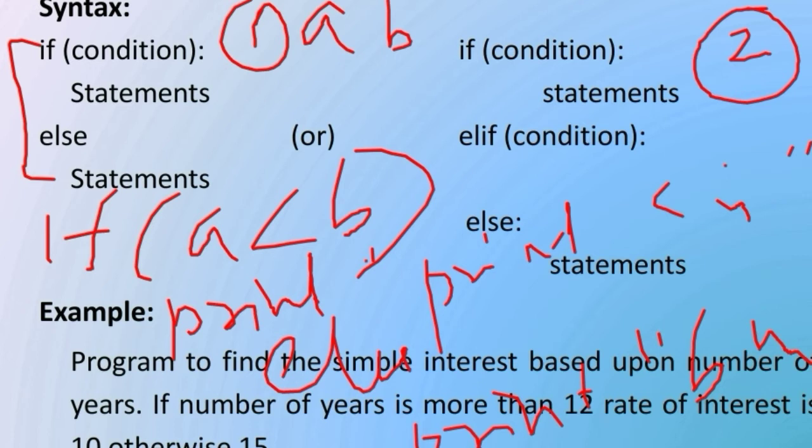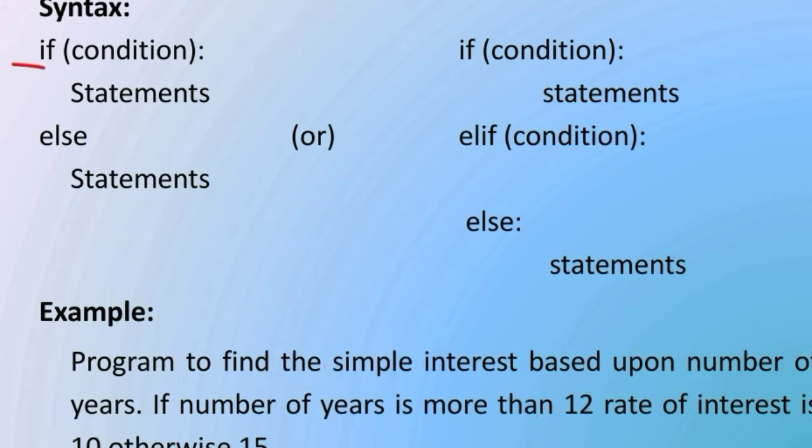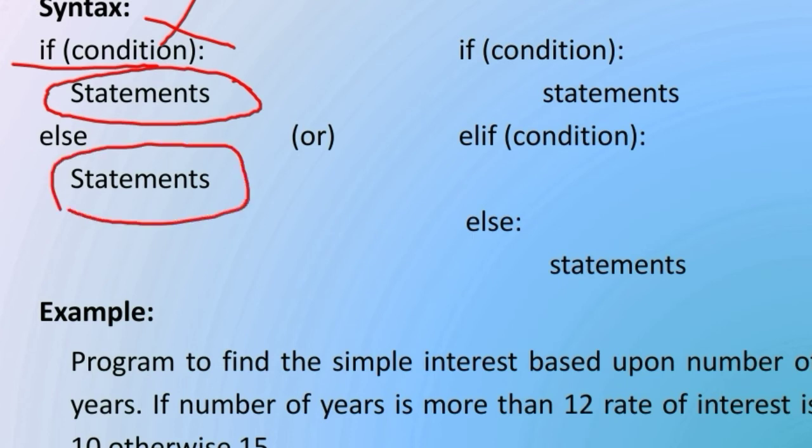If we want to check one or more conditions, we move on to the next syntax, that is if condition statement, else if condition statement. In the else portion itself, we can provide the condition. If the condition is true, the statement within the if portion is executed. If the condition is false, the next portion, that is the else portion, statements are executed.